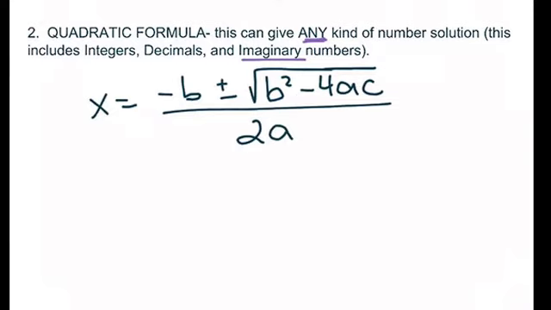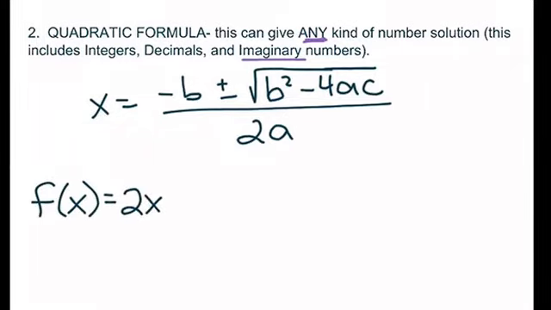So we all remember the quadratic formula. If you remember, it is x equals negative b plus or minus the square root of b squared minus 4ac, all over 2a. And this can give you both real number and non-real number solutions. Now, let's just remember that we get those letters from our standard form of a quadratic.